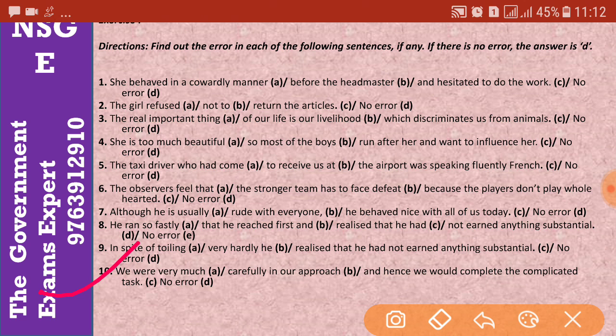We were very much carefully in our approach and hence we would complete the complicated task. That is wrong, na? You can check over here. Carefully. We were very much carefully. No, we were very much careful in our approach. So that's why there is a wrong word mentioned, carefully. So we should replace carefully with careful.